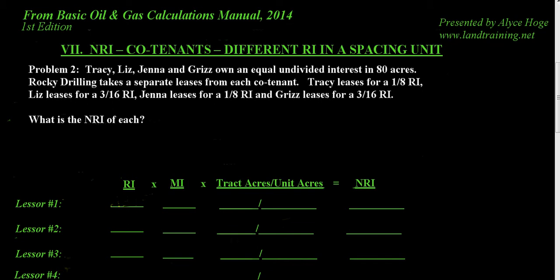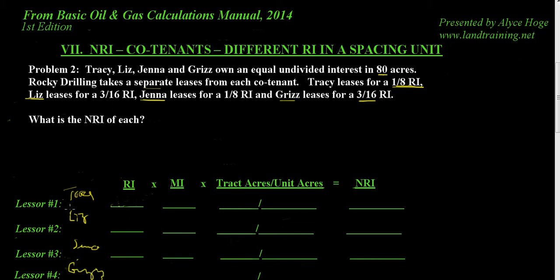So let's look at the problem, and it says Tracy, Liz, Jenna, and Grizz own an equal undivided interest in 80 acres. Rocky Drilling takes a separate lease from each co-tenant. Tracy leases for 1/8 royalty. Liz leases for a 3/16 royalty. Jenna leases for a 1/8 royalty, and Grizz leases for a 3/16 royalty. So let's plug in these numbers, and we have lessor 1 is Tracy, Liz, Jenna, and Grizz.